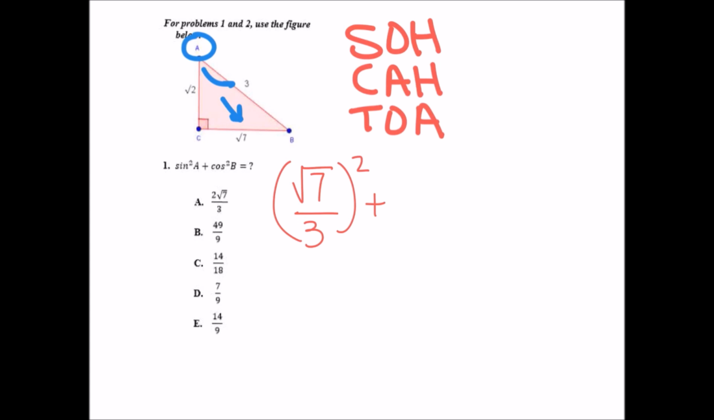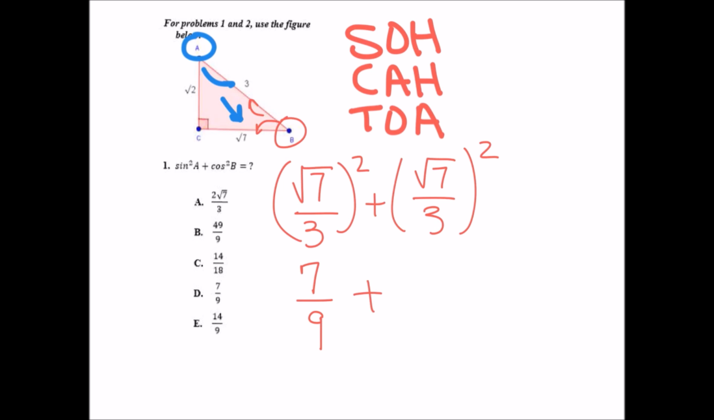Well, cosine is adjacent over hypotenuse. Here's B, and here's the adjacent over the hypotenuse. Ends up being the exact same thing. So that is radical 7 over 3, but they want that squared as well. We saw something like this in the last homework assignment. The square root of 7 squared gives you 7 over 9, 3 squared is 9, plus 7 over 9 again equals 14 ninths. The correct answer is E.